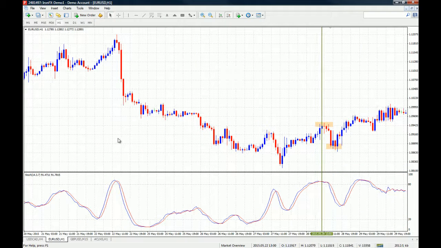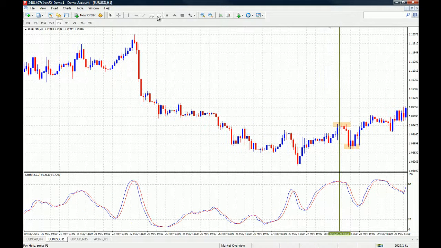Now, remember that when we are in a down move, we are going to look for short opportunities or opportunities to buy put options, and when we are in an up move, we are going to only look for opportunities to buy call options. And this is because we are always going to trade with the trend when it comes to binary options. And of course, if we are in a range, we are going to play the range.